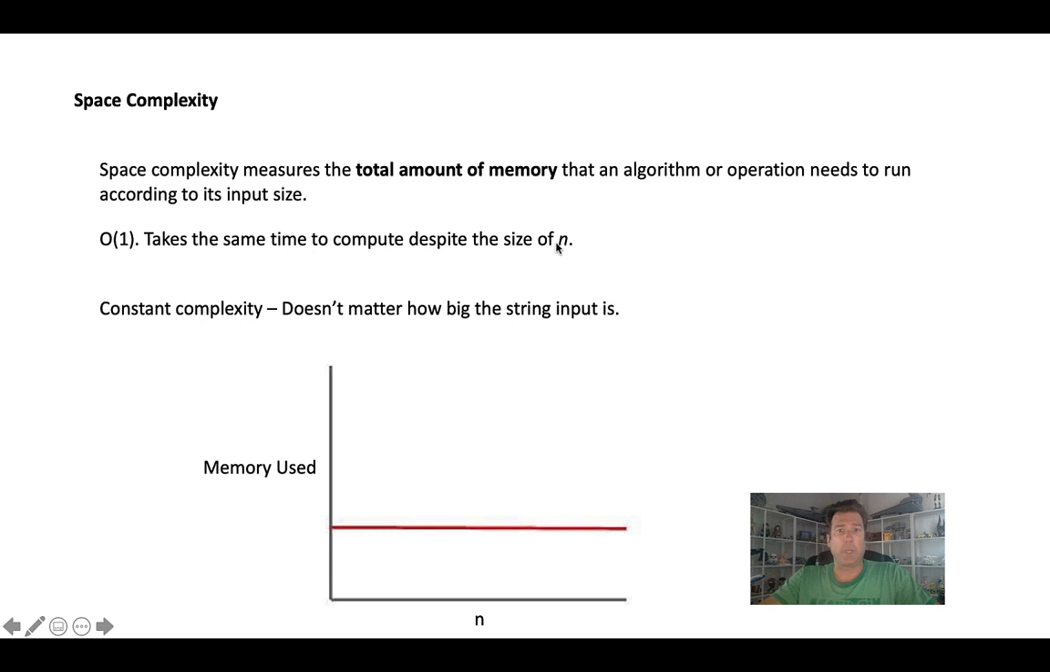Now the space complexity is the total amount of memory, and the only thing that can increase at this point is the string value, or the Roman numeral. And because it's negligible, we have constant complexity. Doesn't matter how big the string is. And you can see that by the straight line.